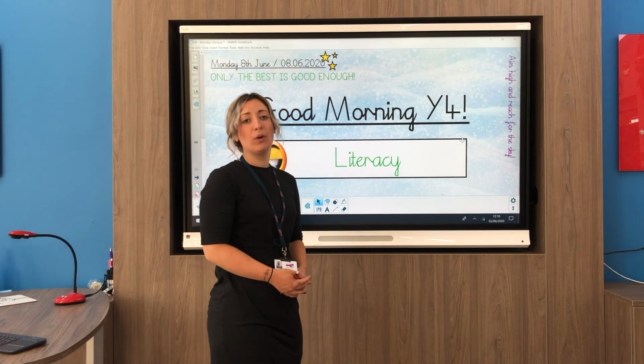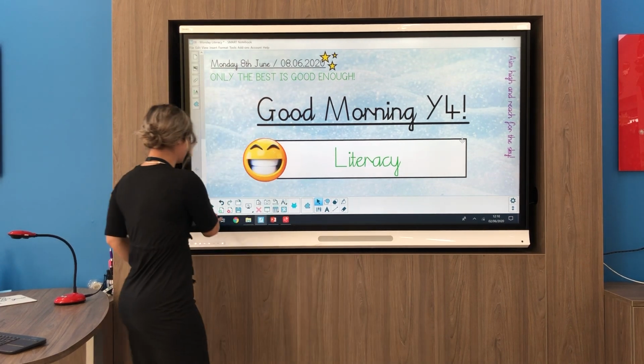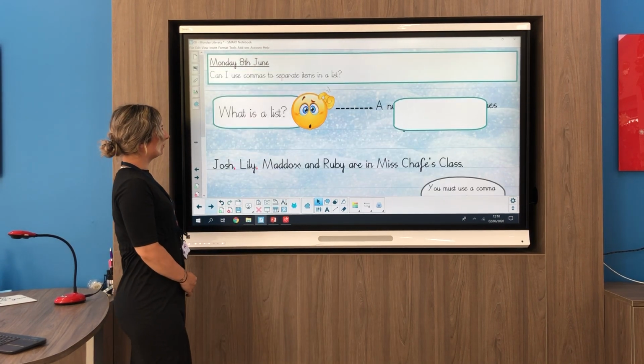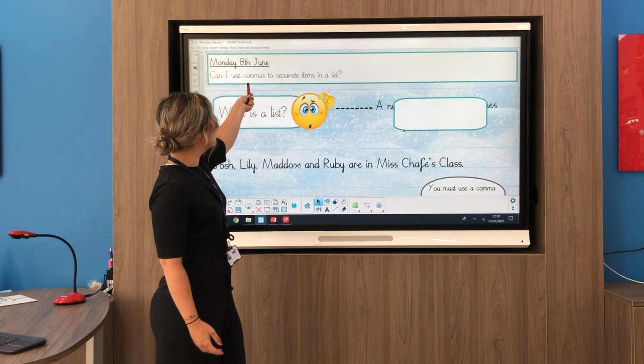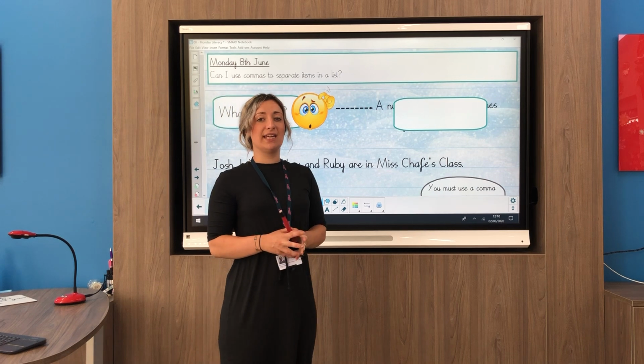Let's have a look at what our learning question is for today. So we are going to see if we can use commas to separate items in a list.